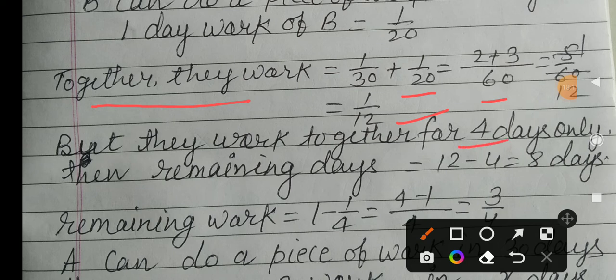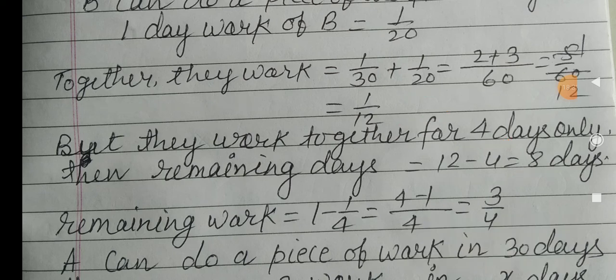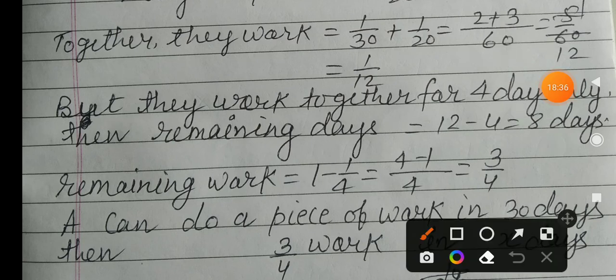But after 4 days B is going out, so that means how many days are left? 8 days are left to complete that work. But this is not sufficient for A, because how many remaining work do you have? We have to suppose the total work is 1. So it will complete 1 upon 4 part in 4 days, because I have to say that if the day is converted into the work, then the day goes in the denominator of 1.